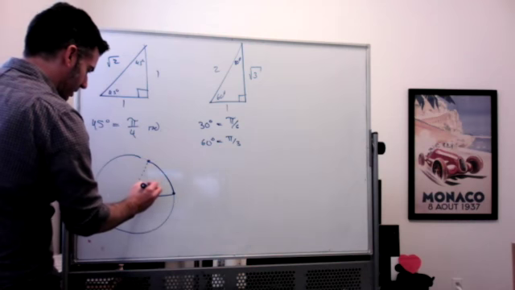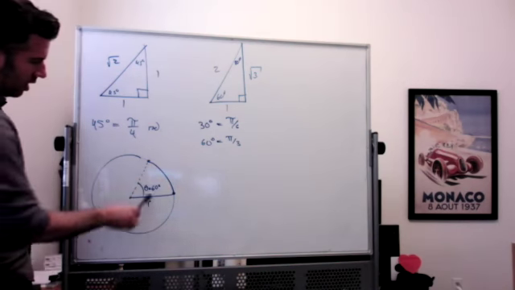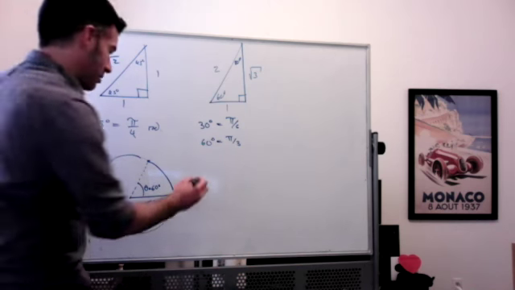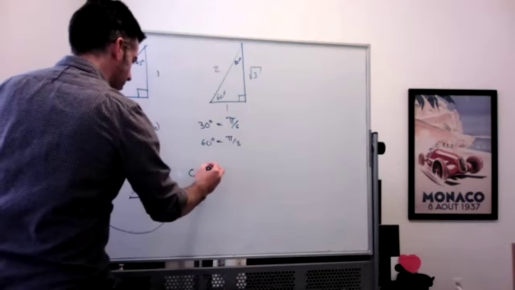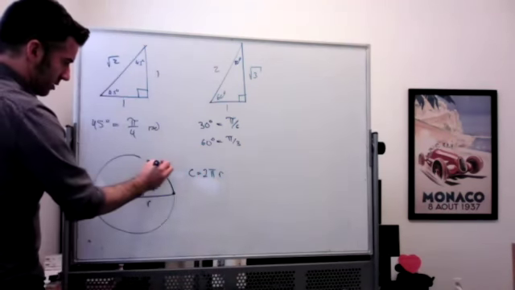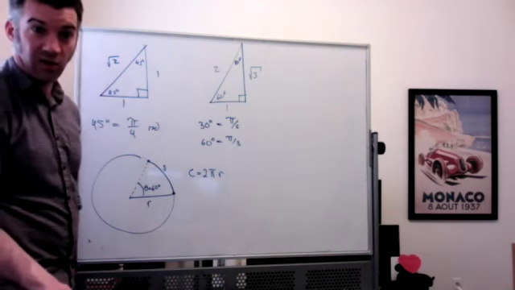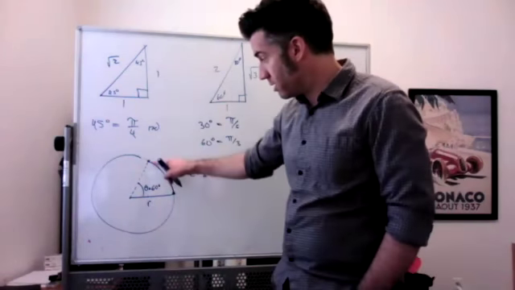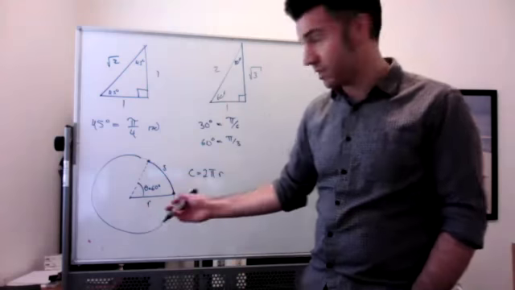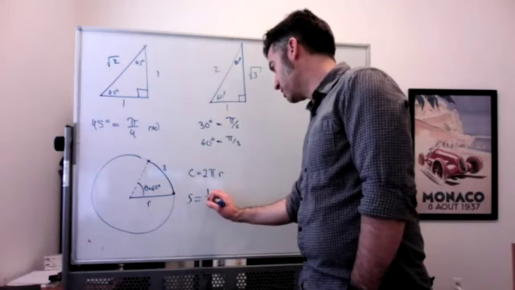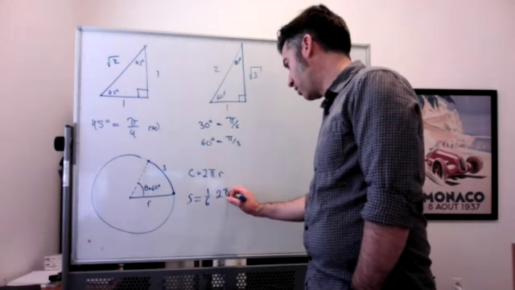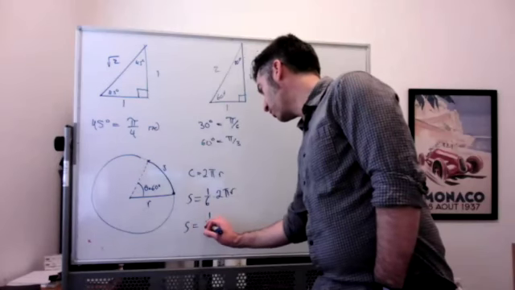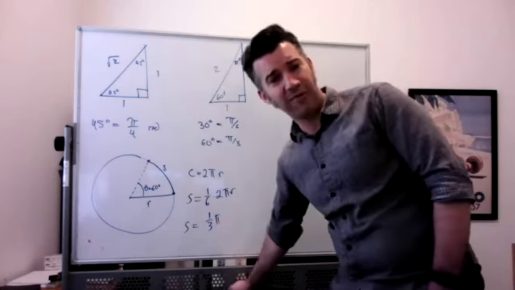let's just say it's a 60-degree angle. This 60-degree angle is 1/6 of the circle. The circumference of the circle is 2 pi radians. So this length here, we usually call an arc length S. That arc length, since this angle is 1/6 of the circle, is 1/6 of the circumference. So that S value there is 1/6 of 2 pi r. If we reduce that fraction a little bit, it's equal to 1/3 pi, which I usually would write as pi over 3.